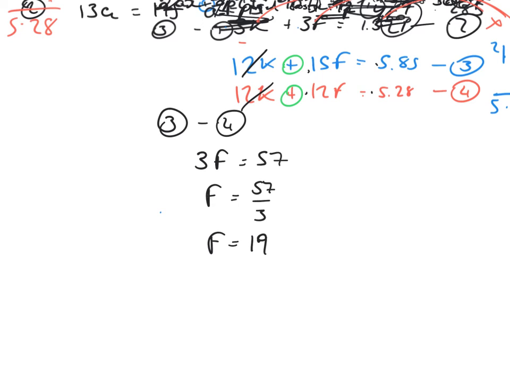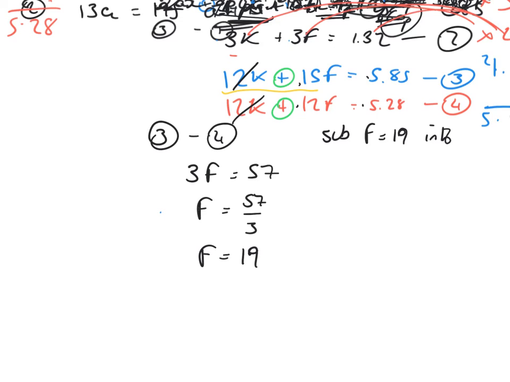Okay, so I know that the cost of 1 fork is 19 pence, but I'm after the cost of 1 knife. So let's sub f equals 19 into one of the equations. It doesn't matter which one, so I'm going to put it into equation 2. Okay, so in equation 2, wherever the f is, I'm going to replace it with 19. 3k plus 3 lots of 19 equals £1.32.